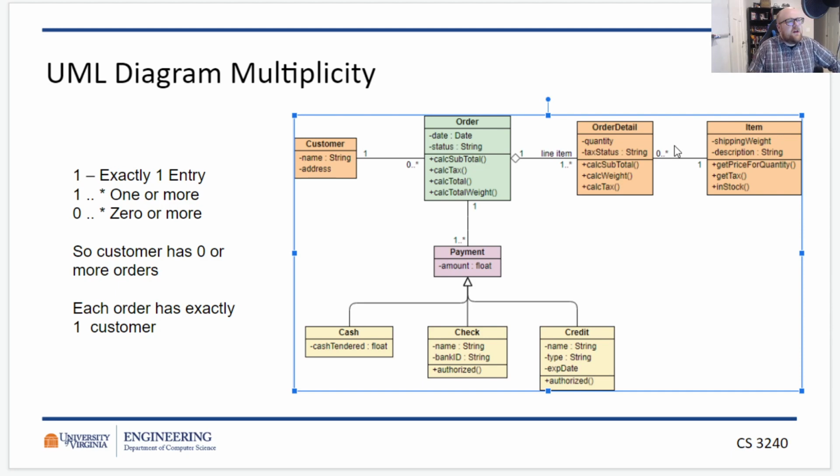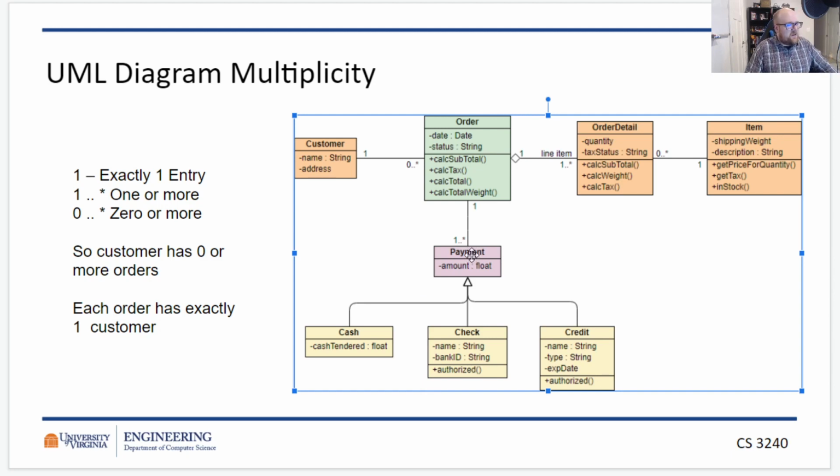Each order is going to have one or more order detail objects, and each order detail is associated with exactly one order. So notice when I say order has one or more order details, the diamond is on the side of the owner. The order owns the order detail. So the diamond is on the side of the thing that possesses the other. So if I say a car has 4 tires, the diamond would be on the car side.